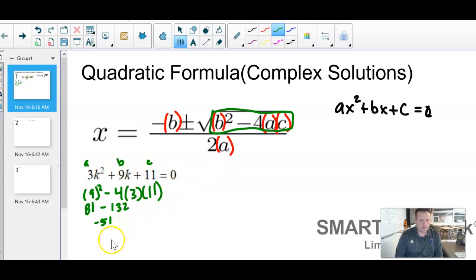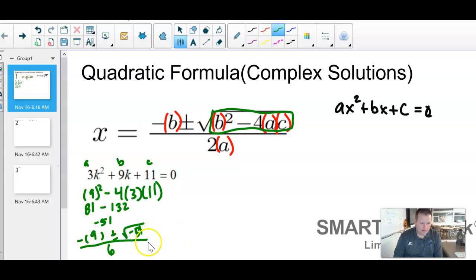So when I go to plug this in my quadratic formula, again, I go negative b plus minus the square root of my discriminant all over 2a. So b is going to go here, so I have 9 here, and then negative 51 goes here, and then 2a, which should be 6 for this one.